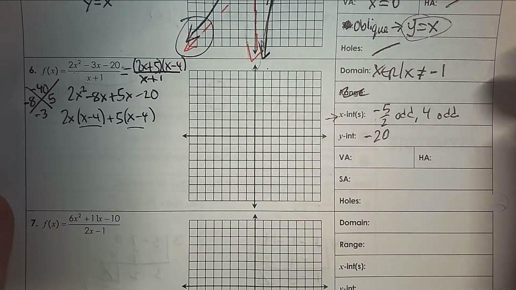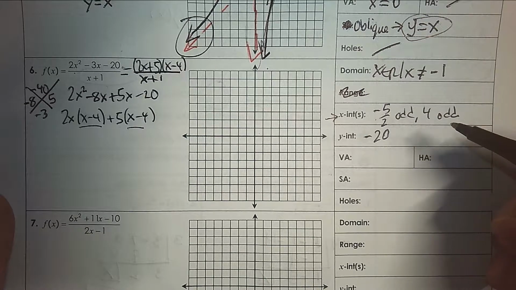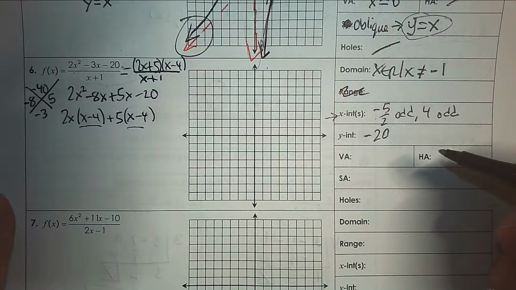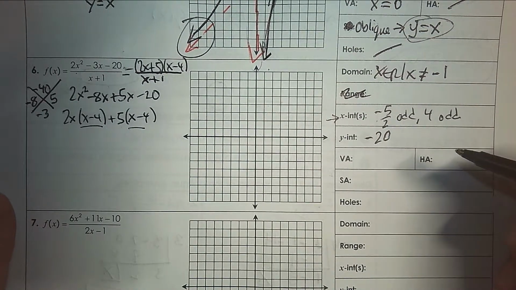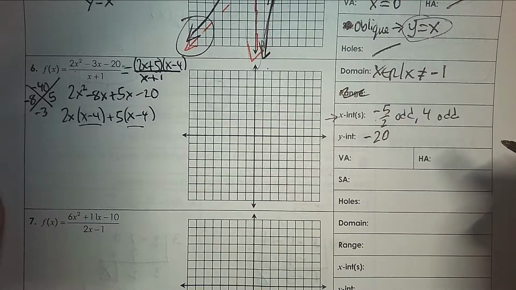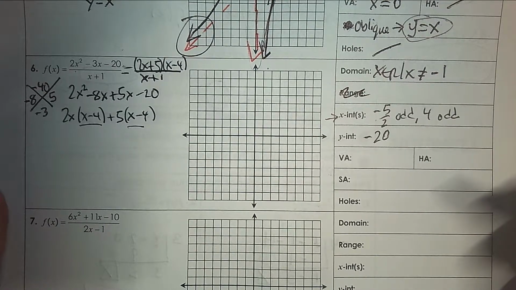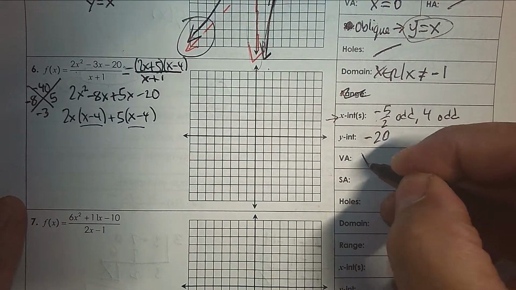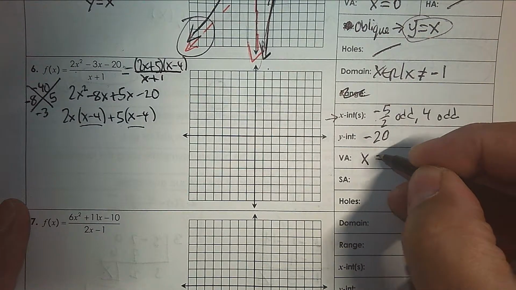Thomas, where do I look for the vertical asymptote? Where do I look? Amelia. You look in the denominator. What makes 0 in the bottom? And it comes also from your domain restriction. So negative 1.